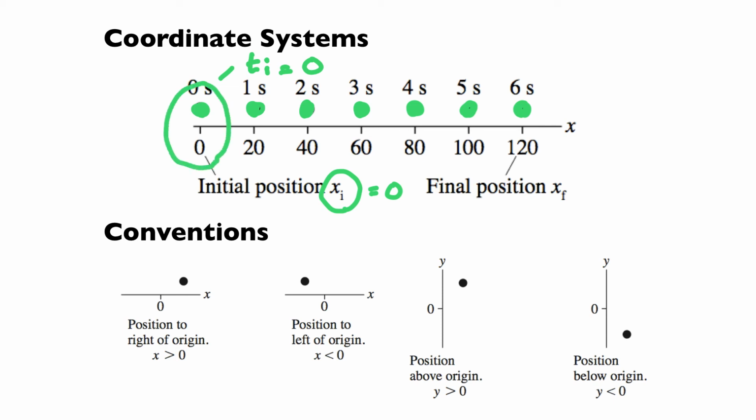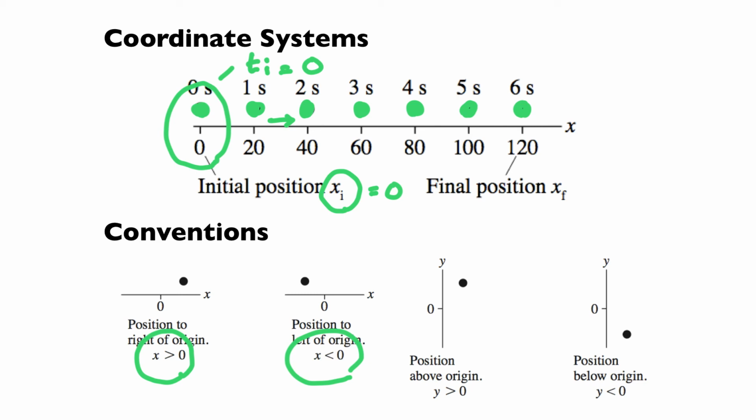In this case, the object is clearly moving to the right. And when something moves to the right, it's moving to positions where the x value that represents the position is greater than 0. If it moves to the left, we're going to say x is less than 0. And we do the same thing for the y-axis. If we have vertical motion, if something's above the origin, we're going to say that corresponds to y greater than 0. If something's below the origin, we'll say that corresponds to y less than 0.